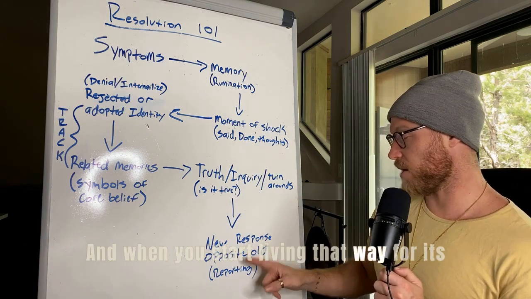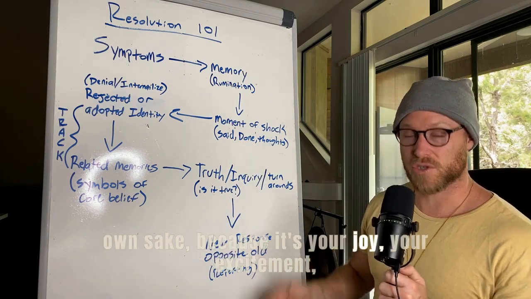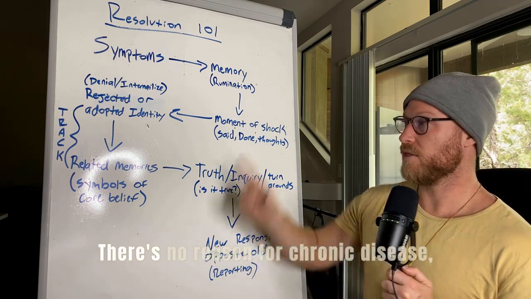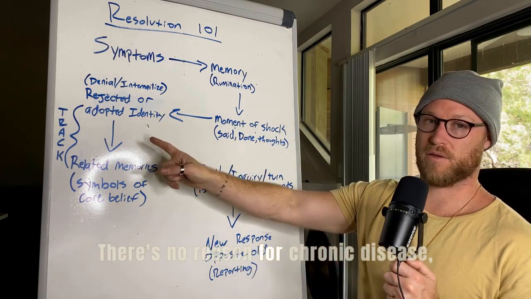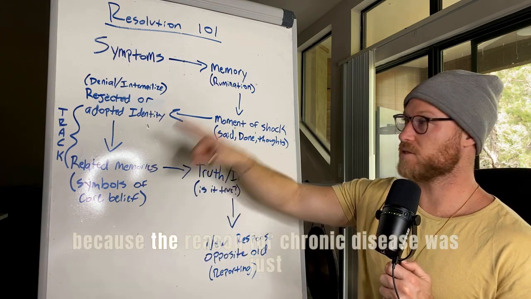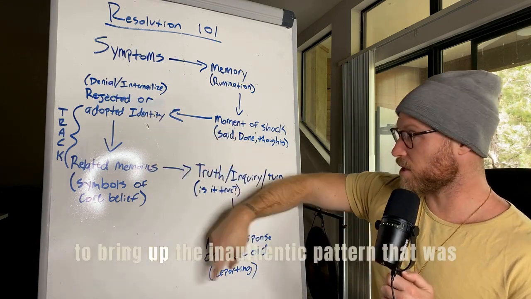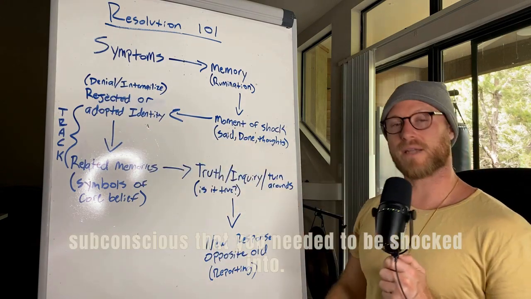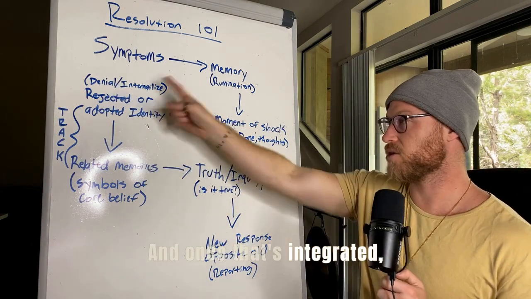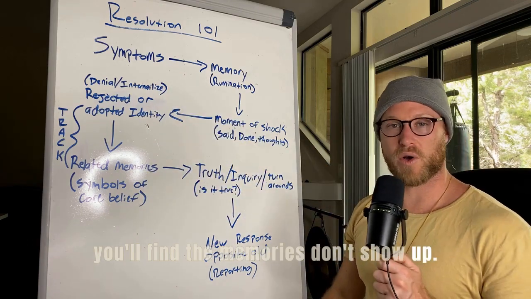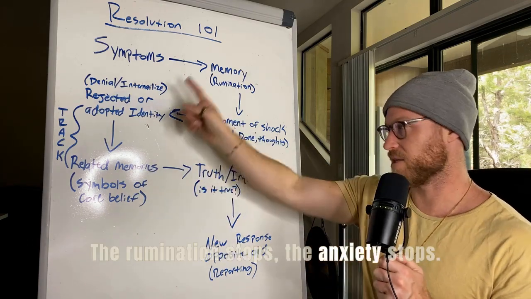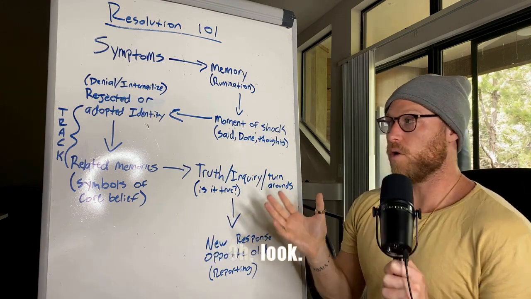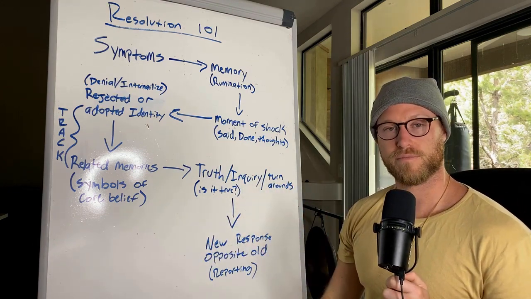And when you start living that way for its own sake, because it's your joy, your excitement, your passion, your inspiration, it's just naturally, authentically who you are, there's no reason for chronic disease. Because the reason for chronic disease was just to bring up the inauthentic pattern that was subconscious that you needed to be shocked into. And once that's integrated, you'll find the memories don't show up, the rumination stops, the anxiety stops. The unknown isn't about, how do I protect myself from the unknown? It's, oh, look, infinite possibility. How exciting.